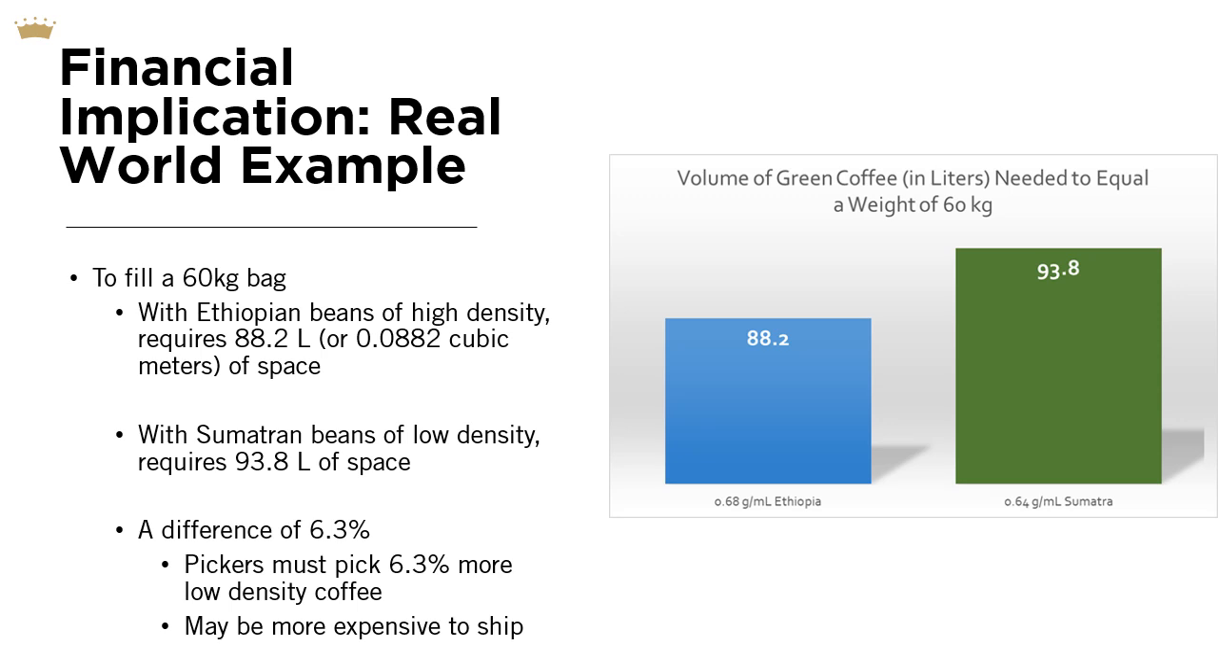Sumatran coffee that you'd need to fill that bag, which is kind of a lot. In this scenario, Sumatran coffee farmers would have to pick 6.3% more cherries, and because the Sumatran coffee in our example takes up 6.3% more space, it might in fact be more expensive to ship if a given container maxes out on space before hitting its weight limit, for example.